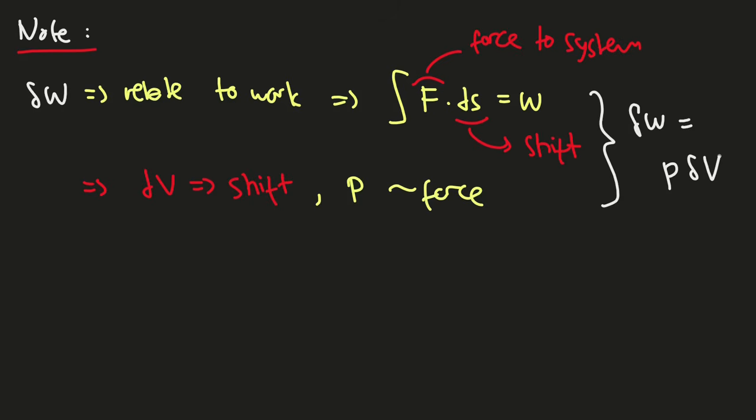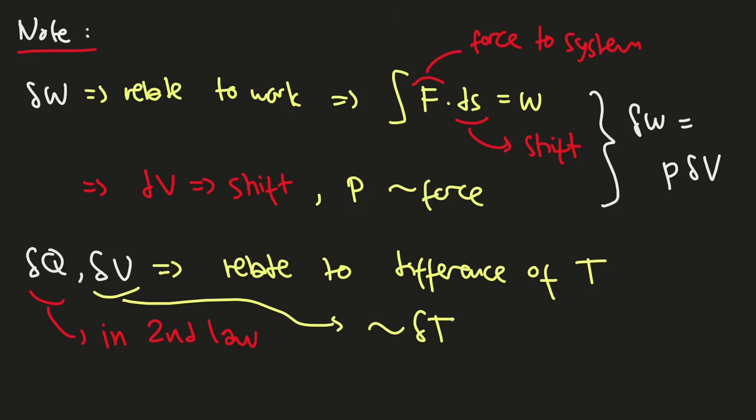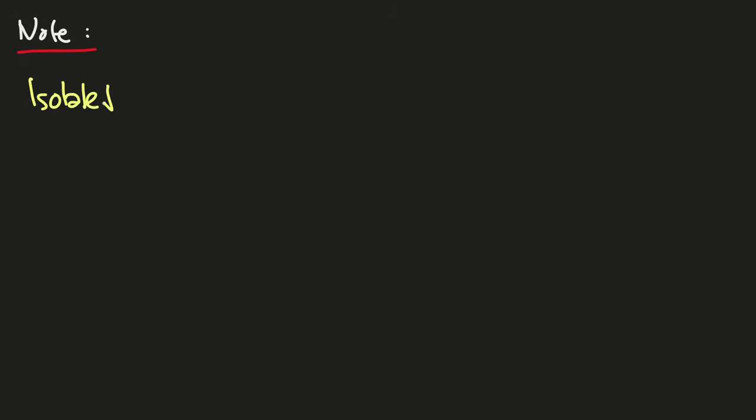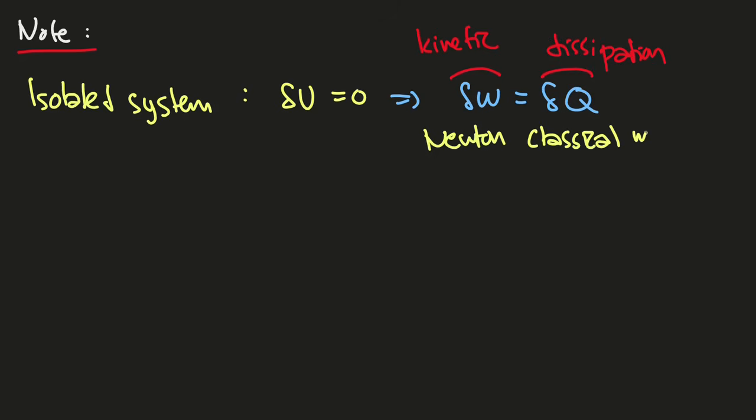Next, about delta Q and delta U. These two relate to the difference of T. Delta Q we will discuss in the second law of thermodynamics, but mostly delta U commonly relates to the difference of temperature, or delta T. And next, we note that for an isolated system, the difference of U equals 0. So by the first law, we get that delta W equals delta Q, where delta W we can interpret as kinetic difference, and delta Q is the dissipation of the internal system. This result is what we got in Newton's classical mechanics.